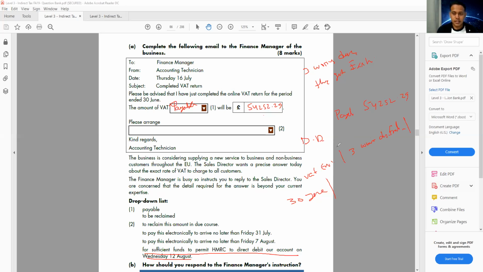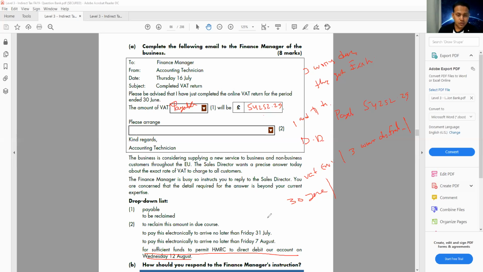Normally, the deadline is 1 month, 7 days, isn't it? 1 month, 7 days. So 1 month and 7 days. This is the normal time. But for the direct debit, we will get 3 days extra. Very, very careful, this one. Very well done, Lindsay. Yes, the weekend is not included.